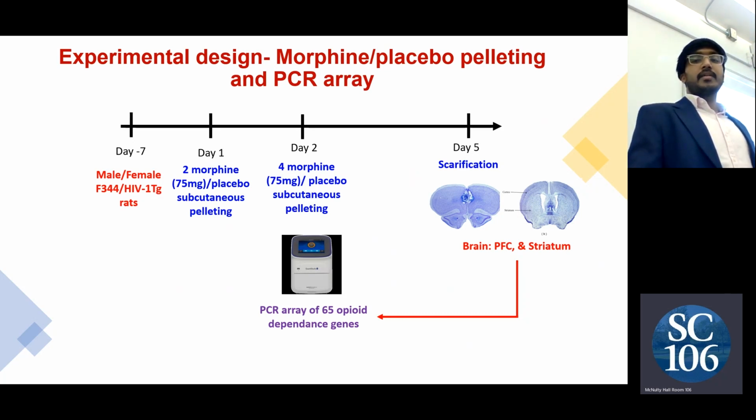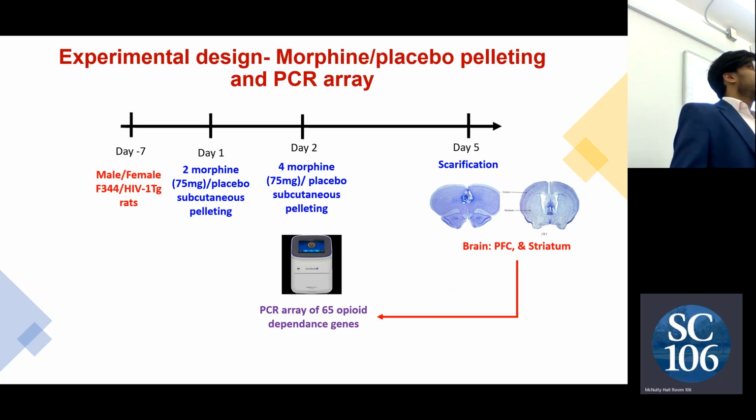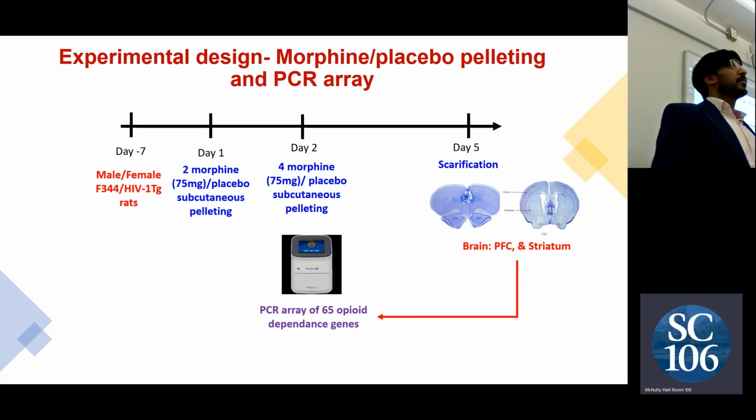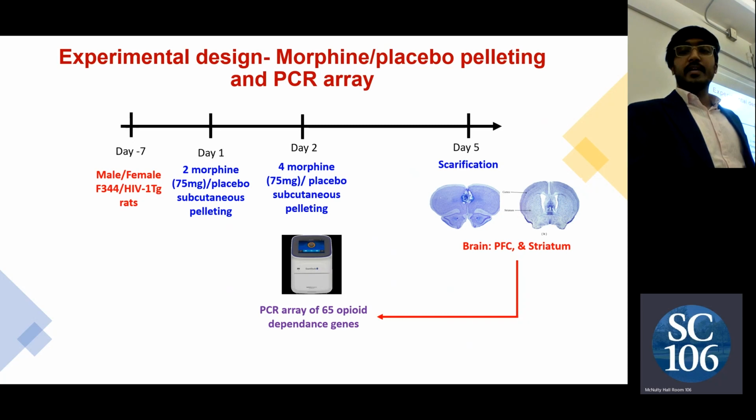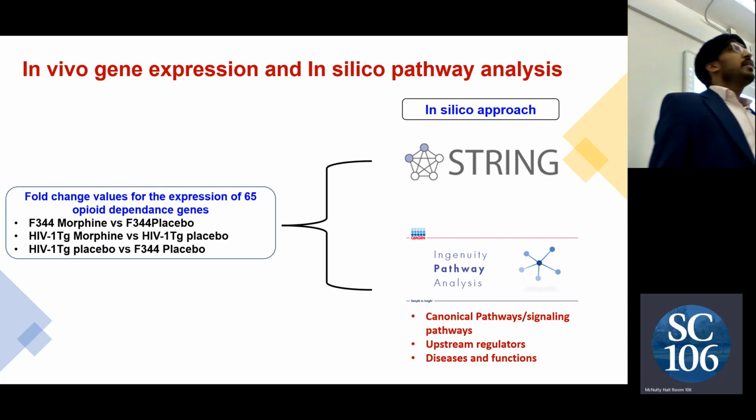The prefrontal cortex and the striatum were isolated, and the samples were prepared for the PCR array of the 65 opioid dependence genes that were previously identified from the QIAGEN knowledge base. In today's study, I will be presenting the data from the striatum.